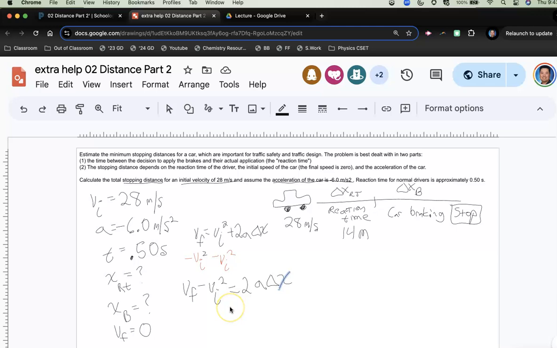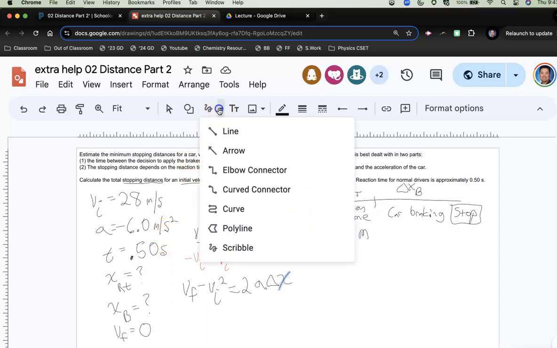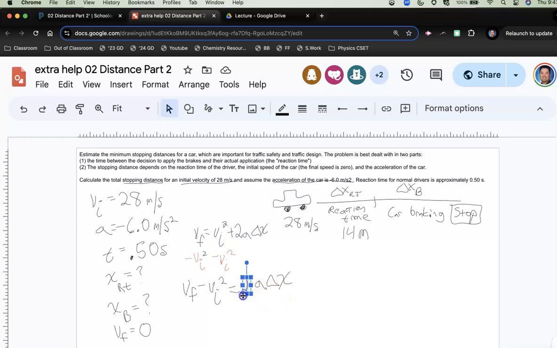All right, is X by itself? Is X by itself yet? No. So how do I cancel out the 2A so that X is by itself? Right now they're multiplying. So we're going to do the opposite of multiplication. We're going to divide. So everyone take your pencil, divide this whole side by 2A.